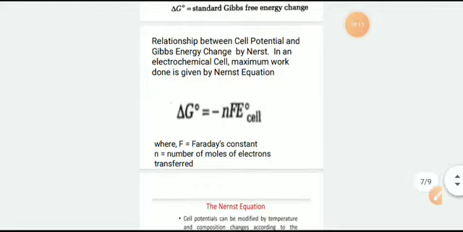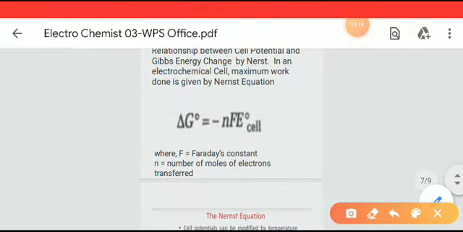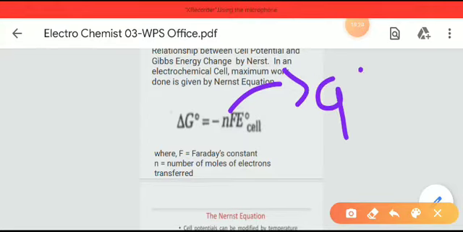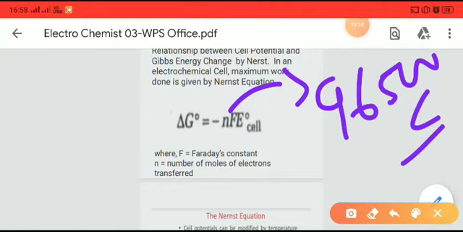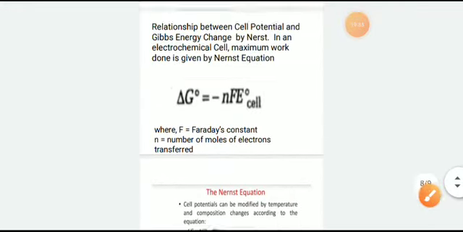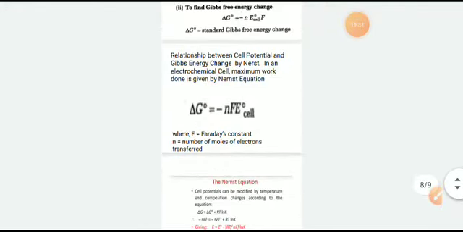Here, n is the number of electrons, and F is the Faraday. The value of 1 Faraday is 96500 coulomb, and n is the number of moles of electrons transferred. So by this equation we can easily get the ΔG value.